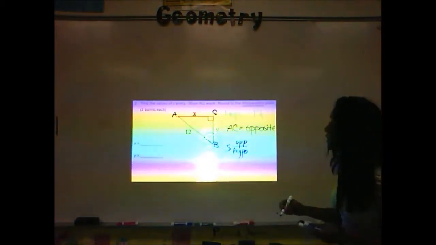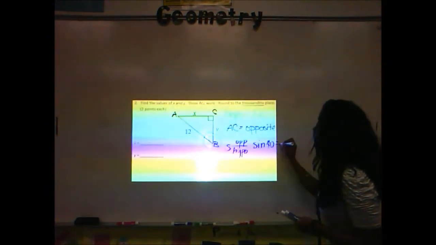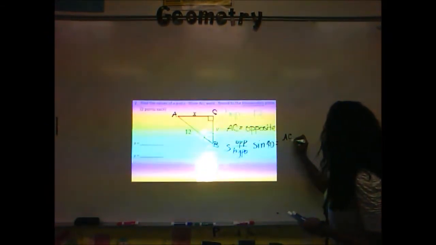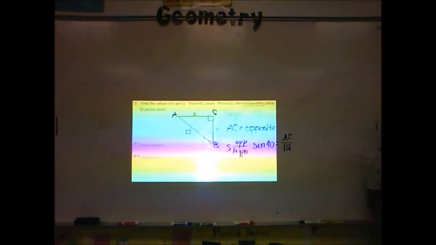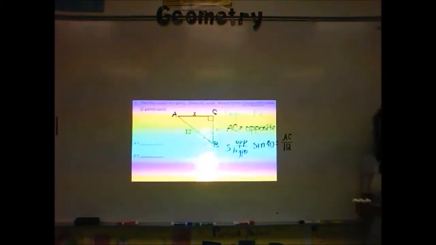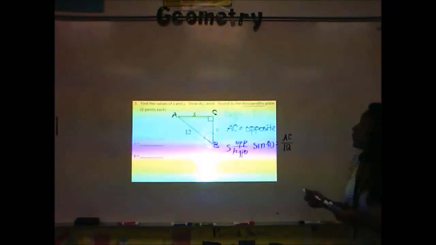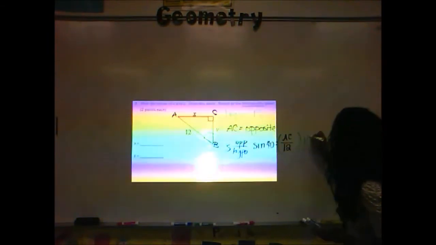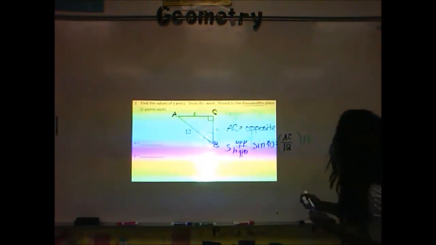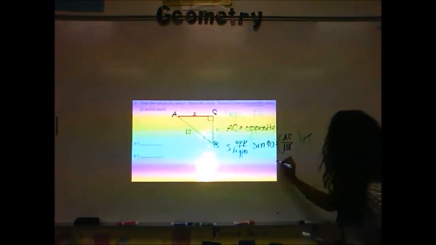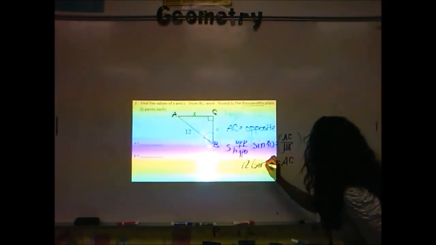Okay, so let's plug in what we know. We're going to find the sine of 40 degrees is equal to opposite, which we don't know, that's side AC, over hypotenuse, which is 12. How are we going to solve this? Multiply both sides by 12. These two cancel out, and we're left with AC on the right, and 12 times sine of 40.